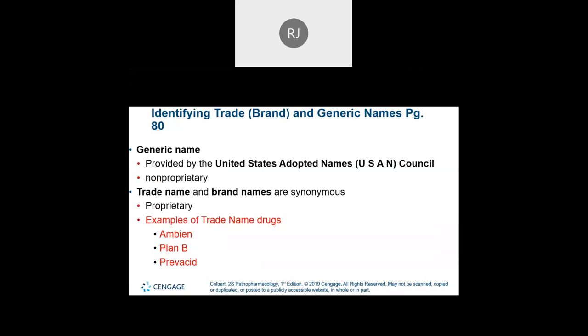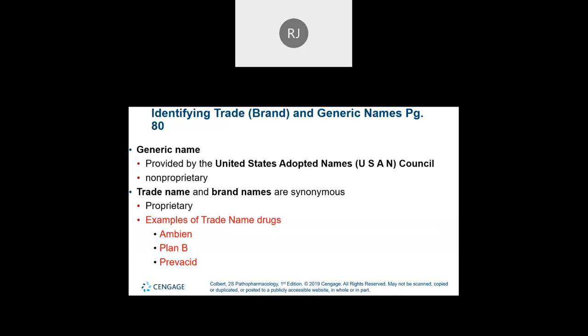On page 80, our text refers to trade names and generic drugs. Now, when drugs are submitted to the FDA for approval, they must have a name so they can be tracked. The generic names are provided by the United States Adopted Names Council. The name given to the drug must be non-proprietary and not owned by any company.